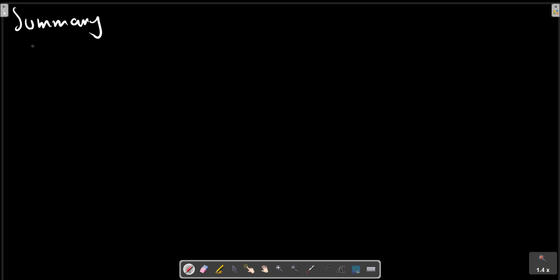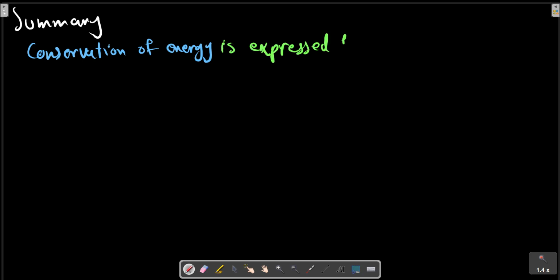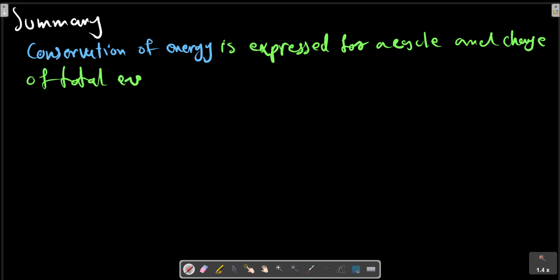Conservation of energy is expressed for a cycle, and change of total energy are them of total energy.